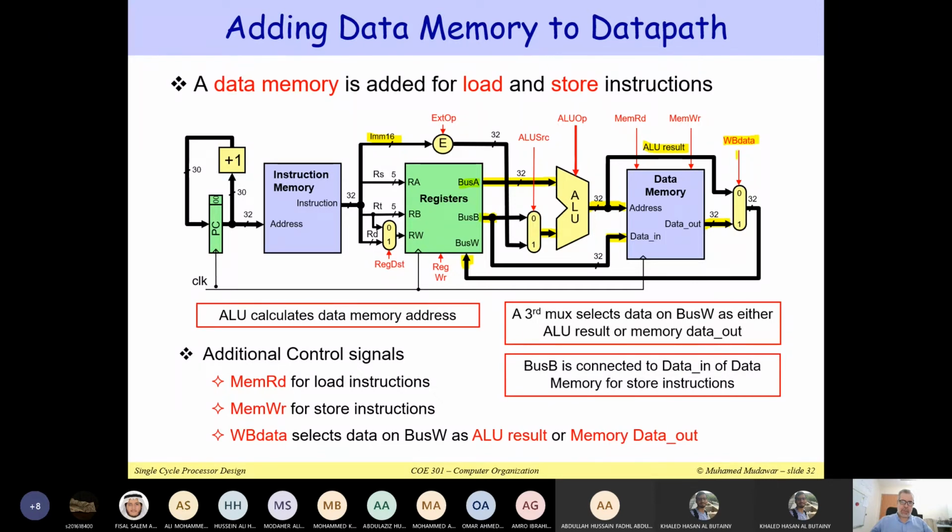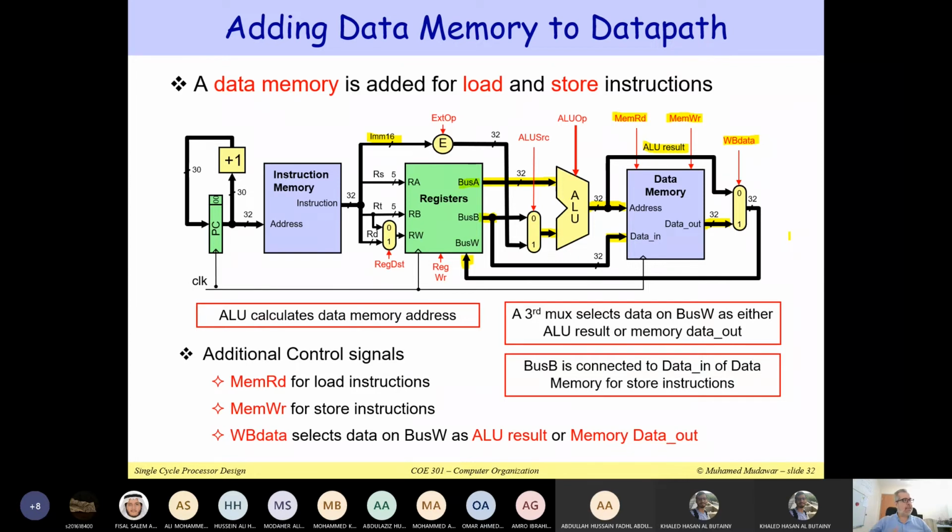This control signal, write back data, if it is 0, we select the ALU result. If it is 1, this will be the case of a load instruction. We select the data out, the data at the output of the data memory, and we pass it back to the register file. So now we have added 3 new control signals: memory read in the case of a load, memory write in the case of a store, and write back data to control this multiplexer, to select either the ALU result or the data at the output of the data memory.